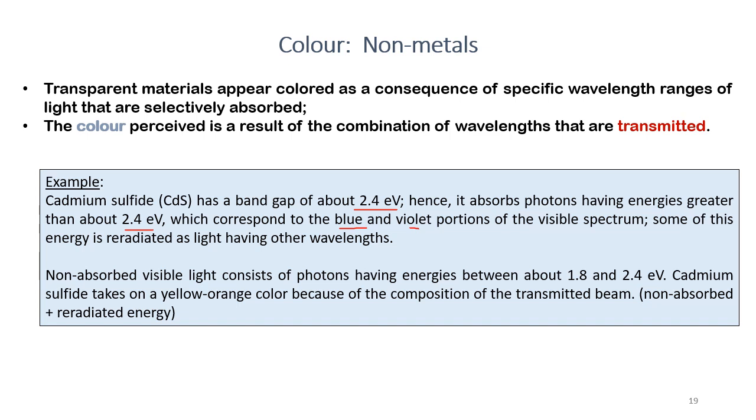But some of this energy is re-radiated as light having other wavelengths, because maybe of the combination of blue and violet. Non-absorbed visible light consists of photons having energies between 1.8 and 2.4 electron volts. Cadmium sulfide takes on a yellow-orange color because of the composition of the transmitted beam: non-absorbed plus re-radiated beam.